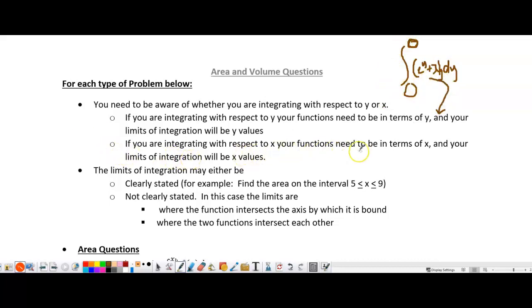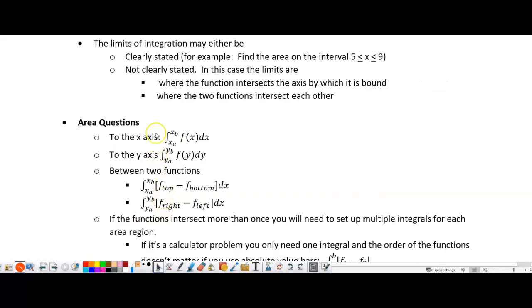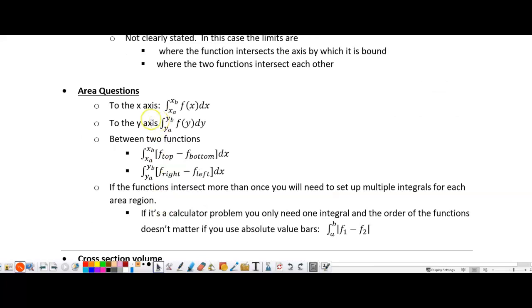Likewise, if you're integrating with respect to x, then the limits will be x values, and then you should have an equation with x in here, and this should be a dx. So keep that in mind. There's ways to tell whether you're integrating with respect to y or x as you're working on the problems. For area problems, it could be that they tell you to integrate to the x-axis, the y-axis, or the functions that they give you just may be written that way.